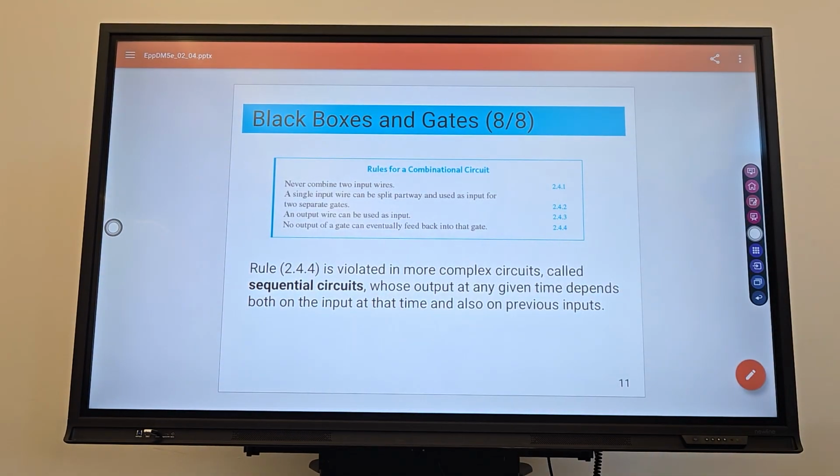Rules for a combinational circuit. Never combine two input wires. A single input wire can be split part way and used as an input for two separate gates. An output wire can be used as an input, and no output of a gate can eventually feed back into that gate. Although that is common in what's called sequential circuits, which are a little bit more complex and beyond the scope of this section.